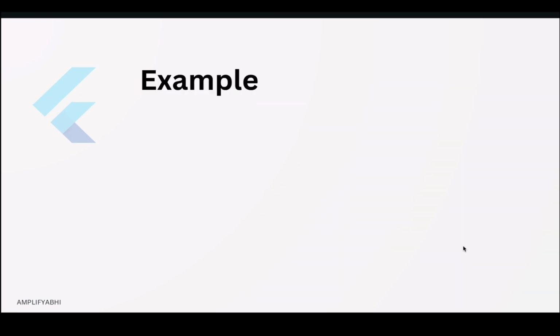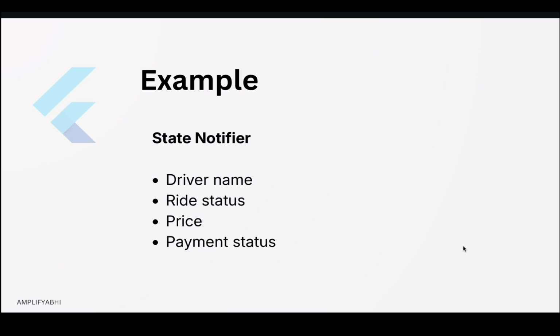Imagine a cab booking application where we are trying to implement the StateNotifier, and the things we need to update are the driver name, ride status, price, and payment status. All these things need to be updated at once. The StateNotifier class will be very helpful in this task to update everything at once. Whereas if you want to update only the ride status, then we can go for ValueNotifier and just update that single value, the ride status. ValueNotifier is the best option to select.